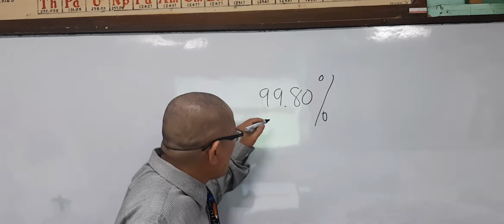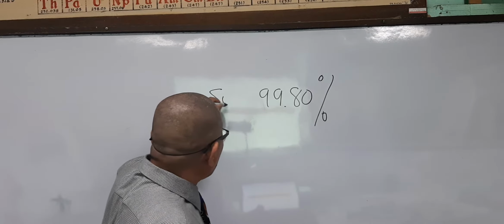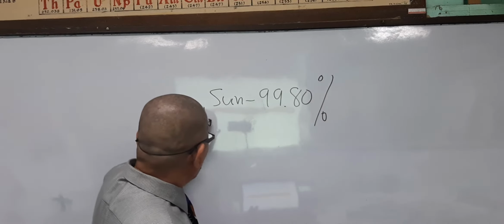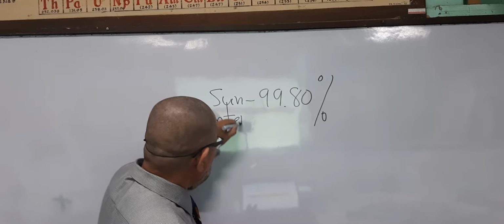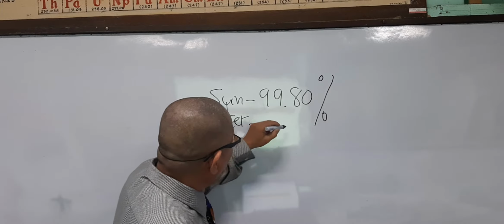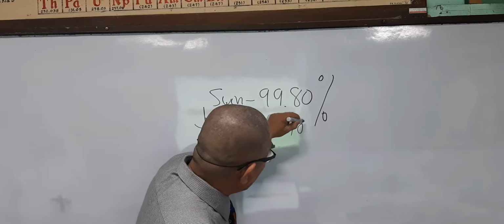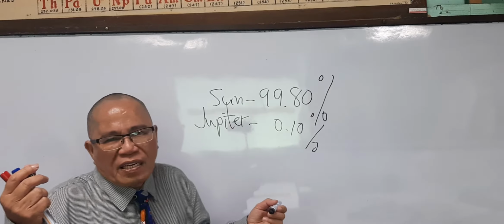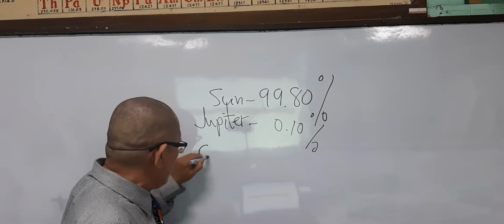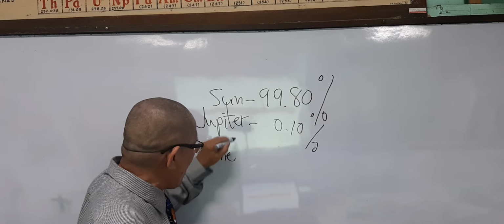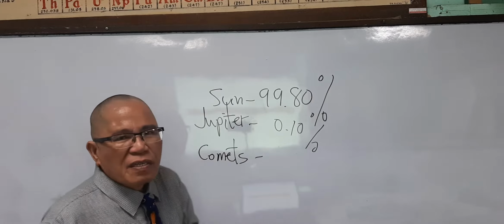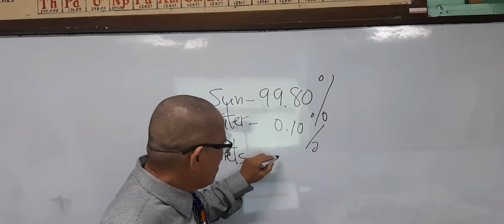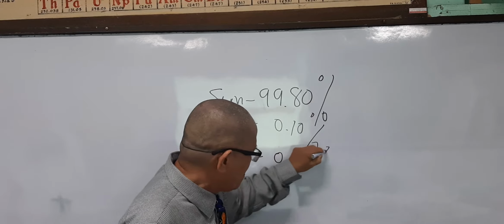Well, in the case of Jupiter, this is the sun. Jupiter is only about 0.10% of the mass. Then the comets, we consider the comets to have masses also. Their contribution is only about 0.03%.